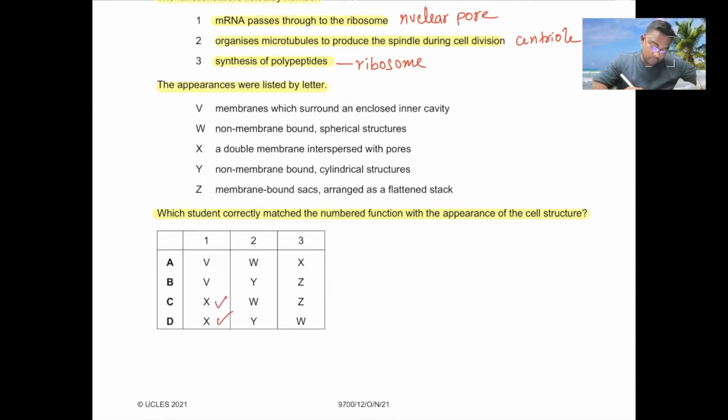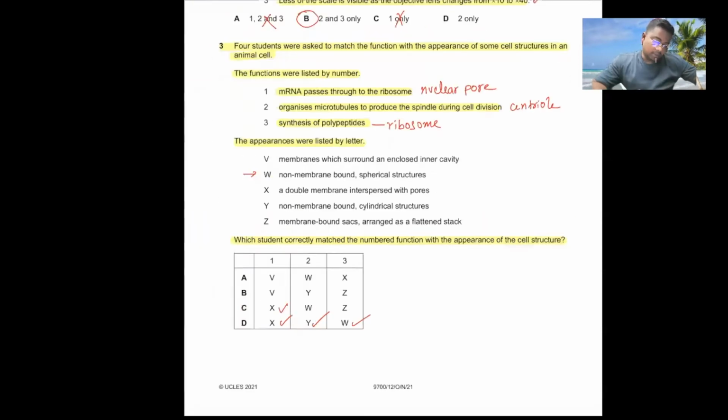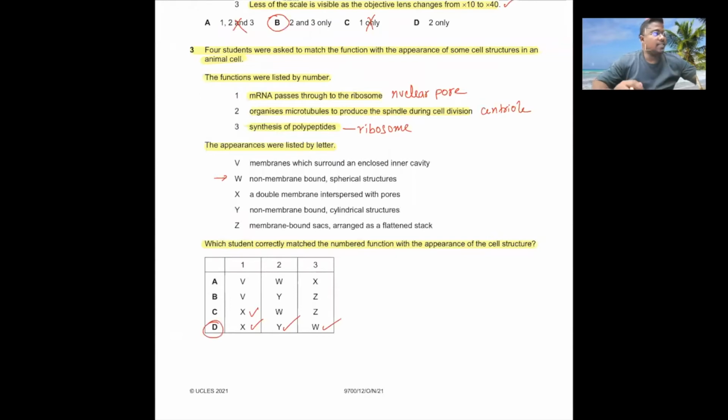For number 2, W or Y? So W, non-membrane bound spherical structures. All right. And Y, non-membrane bound cylindrical structures. Well, centrioles form microtubules, which are cylindrical structures. So Y is the correct answer. So last option for number 3, synthesis of polypeptide, W, non-membrane bound spherical structure, which is ribosome. All right. Question number 3, answer D. D is the correct answer.